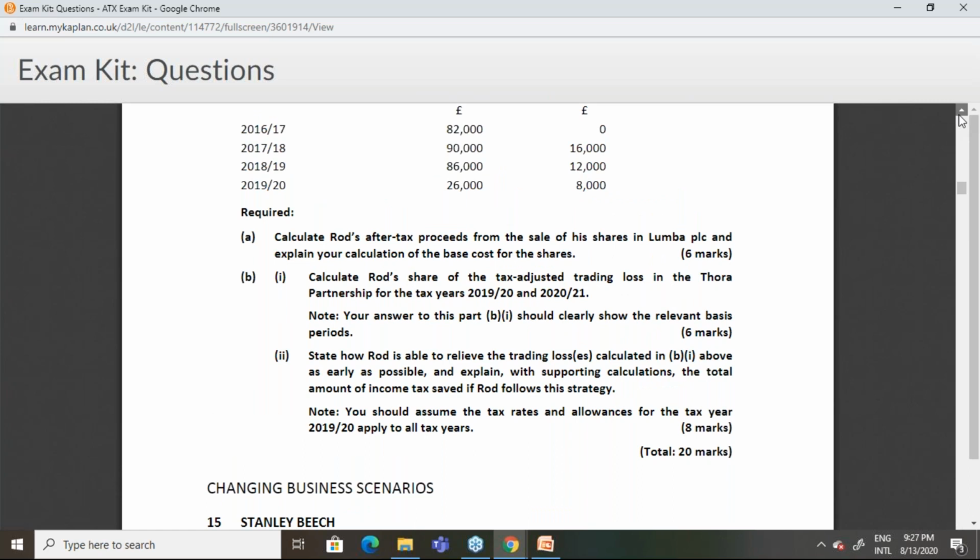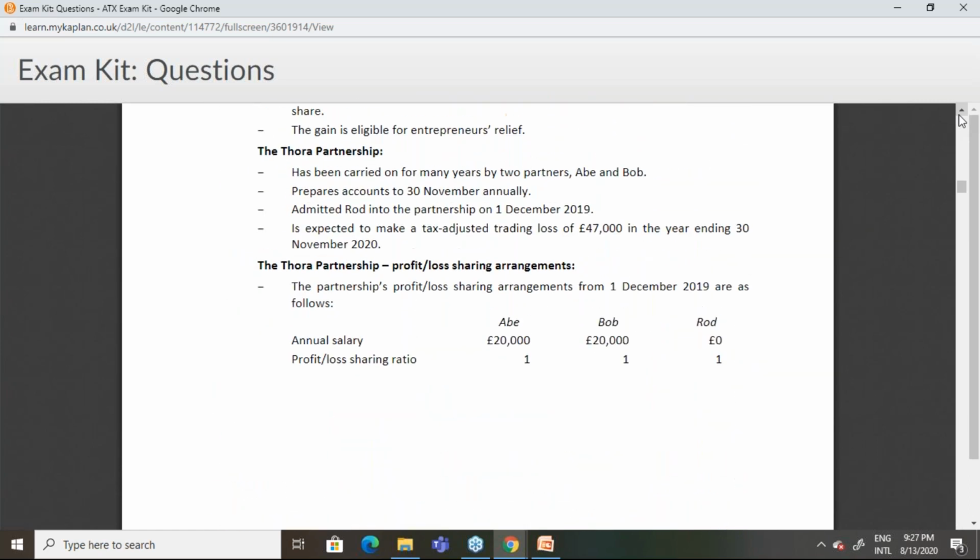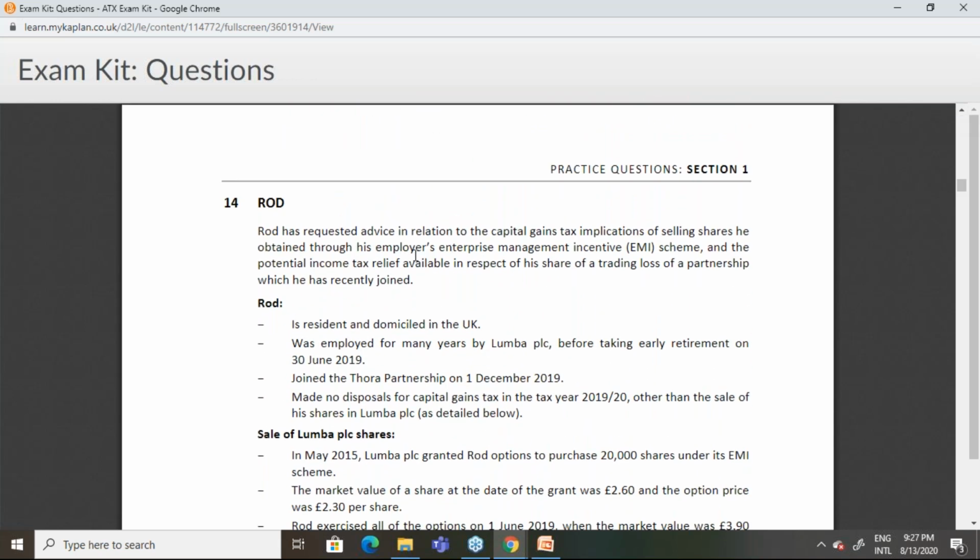So let's read the relevant parts of the question. Rod has requested advice in relation to the capital gains tax implications of selling shares he obtained through his employer's Enterprise Management Incentive Scheme, EMI, and the potential income tax relief available in respect of his share of trading loss of a partnership which he has recently joined. It says recently joined. So now that aspect is important.